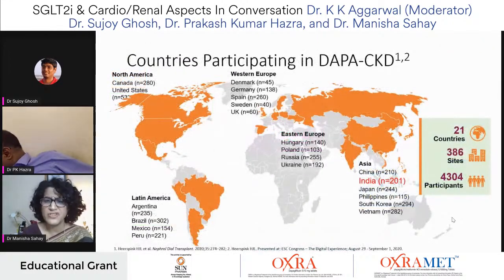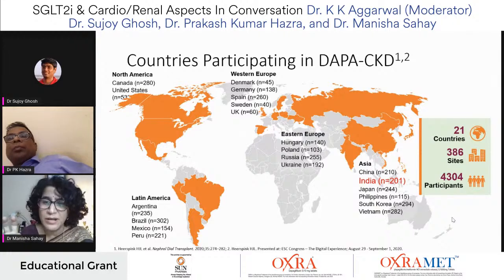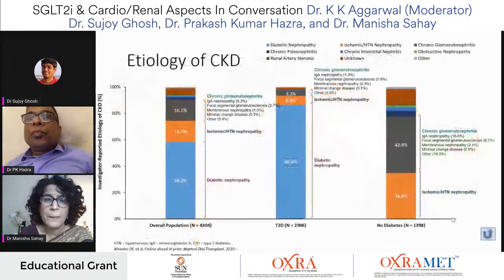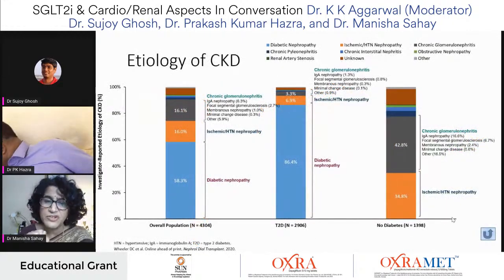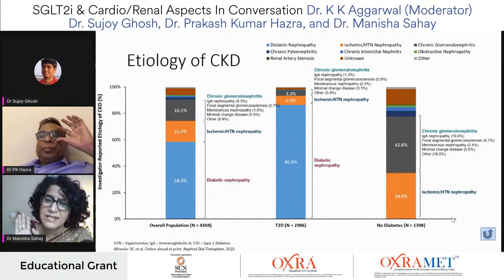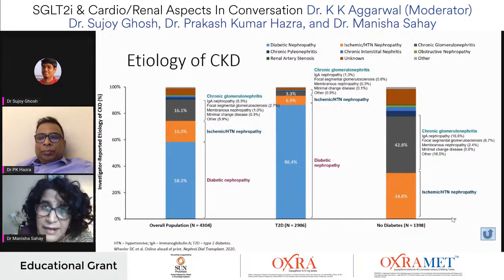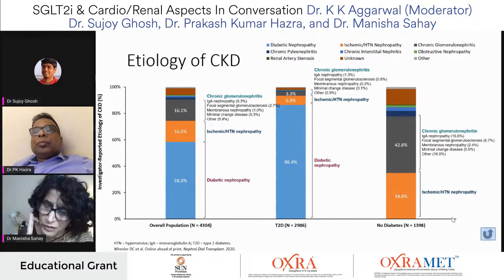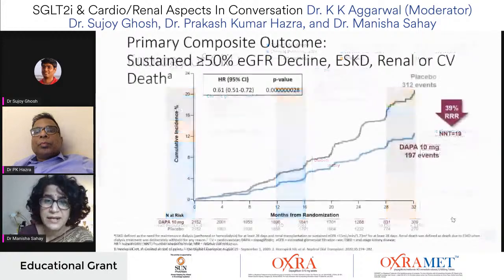And what did this trial show? Is it applicable all over the world? Yes. You can see in red, Indians are also there. 201 people in the Dapagliflozin trial were from India. And you can see the beauty of this trial, that it includes diabetic kidney disease, but you can see a host of other kidney diseases as well. So you can use this anti-diabetic drug in non-diabetic kidney patients as well. And that's the beauty of this trial, which was shown for the first time with the Dapagliflozin trial.